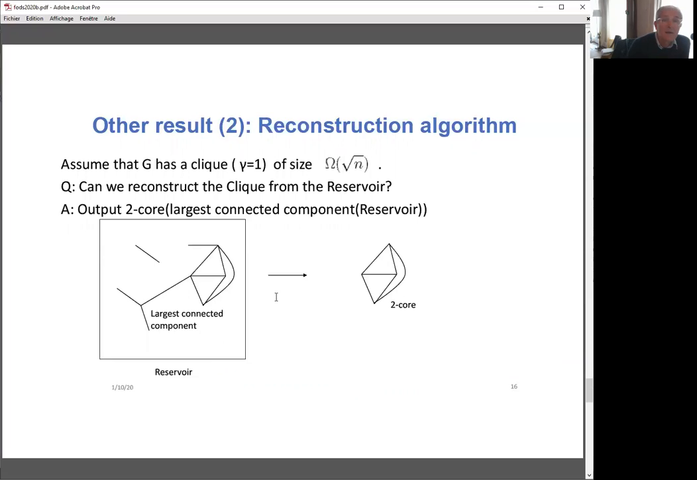Okay, now the next result is to suppose you want to approximate the clique or the gamma cluster. So let's suppose you have a gamma cluster of size delta square root of n. Observe what you have in the reservoir. So you have a large connected component by one of the results. And then what you're going to do is take the 2-core, so eliminate the nodes of degree 1 repeatedly. So you end up with it. And then we show that this is a good approximation of the cluster, at least when gamma is 1.